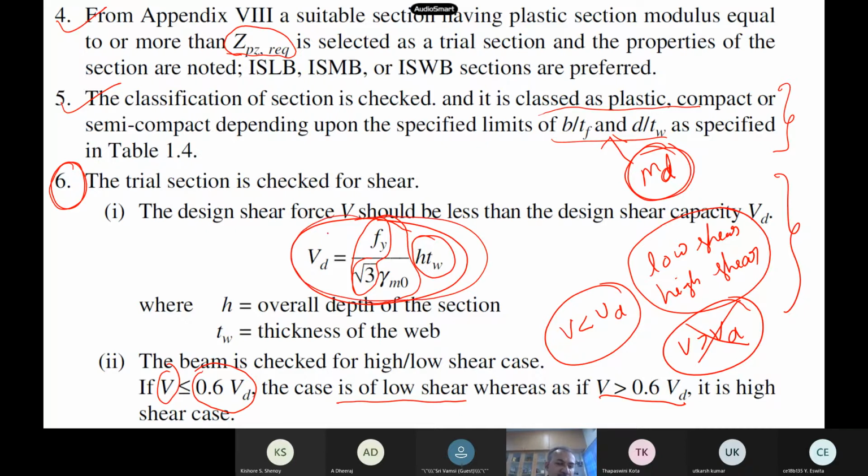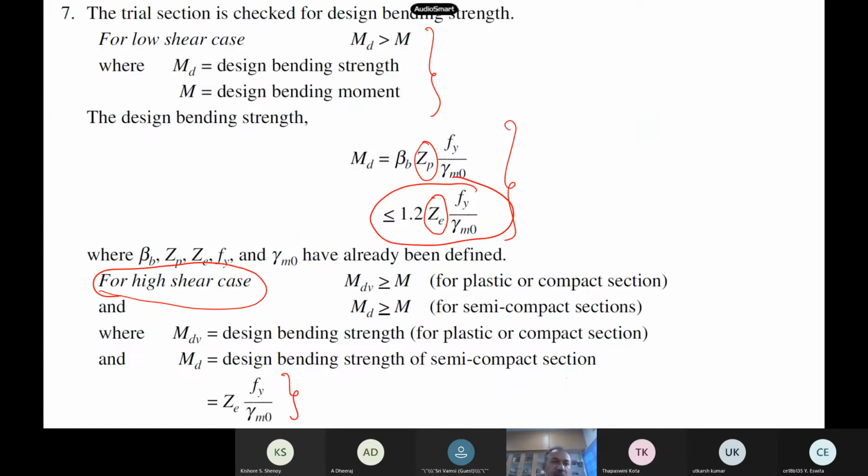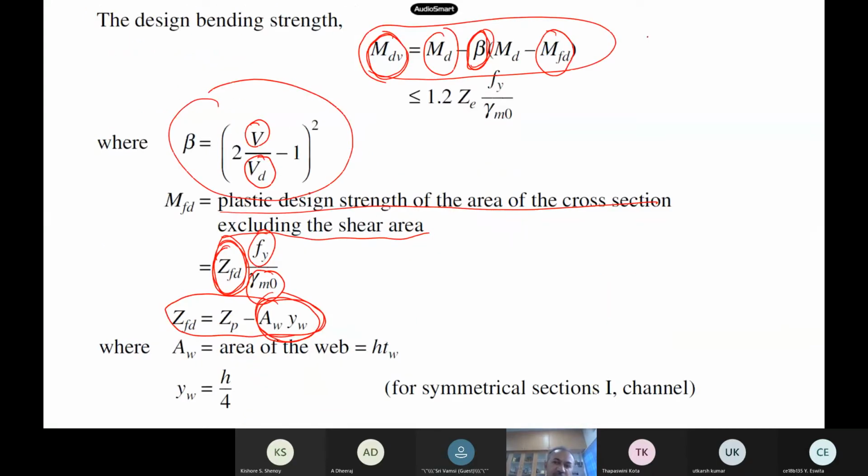Then you find out the shear capacity, which is very easy. Shear is carried by the web. If the shear is less than 0.6 times Vd, it is low shear, and if it is more, then it is a high shear. So obviously the value decreases, okay? These are the formulas given in the code. So you find out the bending capacity, then the serviceability check, and then the design bending strength for the high shear case.